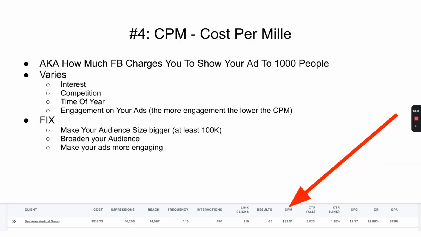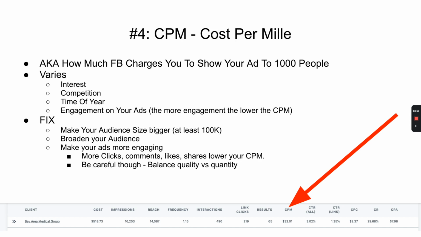The next thing that you can do to help your CPM costs is try to make your ads a little bit more engaging. What can you do to get more clicks, comments, likes, shares, and this will lower your CPM. Just be careful because this can potentially start to scare people away, right? You need to find that balance of quality versus quantity. And if your ads are very clickbaity, then that's going to potentially affect the quality of your leads. So just be really careful when you're considering that.